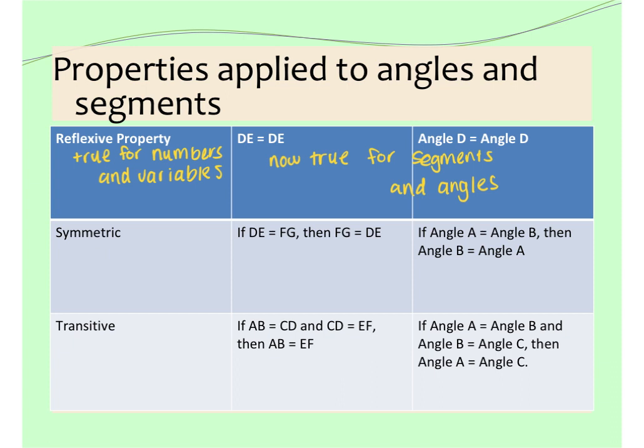This one's pretty self-explanatory. The symmetric property, okay? So that's where if DE equals FG, then you can say FG equals DE. You're just basically thinking about it as a mirror of itself, okay? So you can just write it in the opposite order. So angle A equals angle B, then angle B equals angle A.